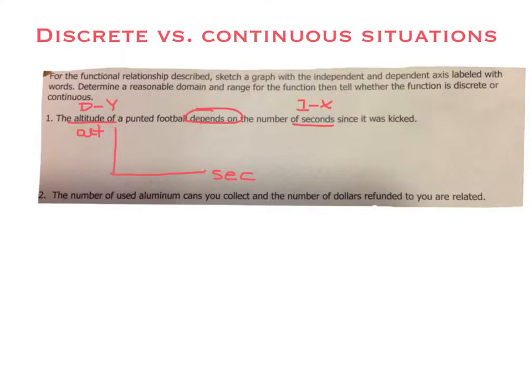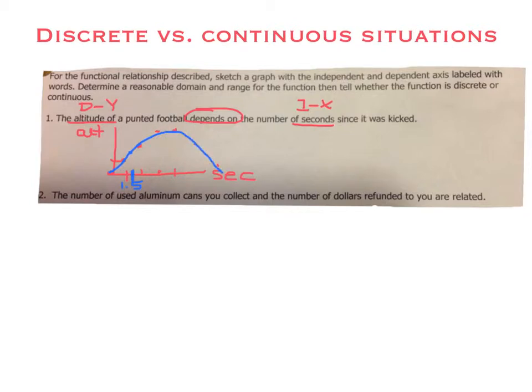So let's just put points on here. Okay, at 0 seconds it wasn't kicked. Okay, at 1 second it was going up, at 2 seconds it was going up, at 3 seconds it was going up, at 4 seconds it's going up, but then it's going to start coming back down. Now the question I always ask myself is, it's kicked in the air, does it have an altitude at 1.5 seconds? Well, of course it does. Okay? It has an altitude at every millisecond that passes. So the path of this would look like this.